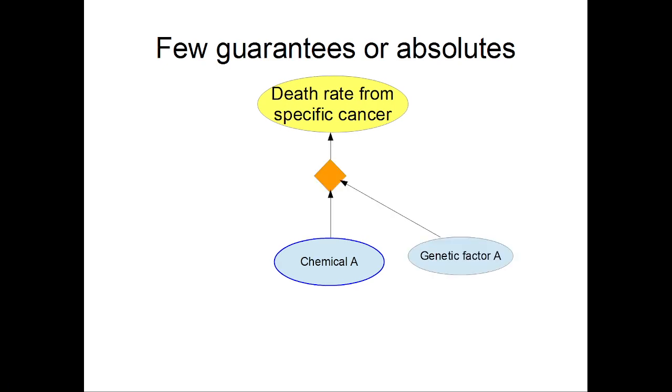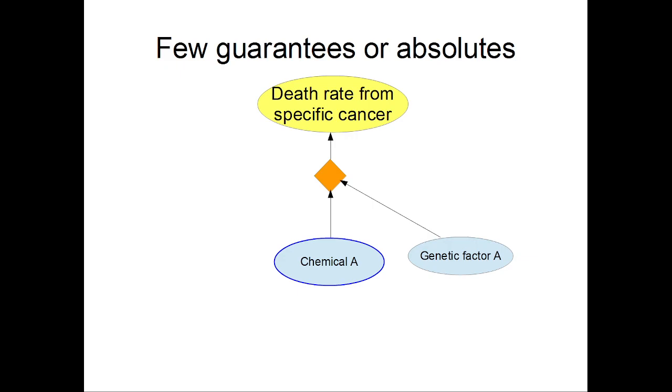So if we actually tried and figured out what the factors were, let's say we have this hypothetical example where we find out that some genetic factor A is also a major factor, and that really contributes to determining whether or not we die from this specific cancer. And then we find out the way it works is that if you don't have genetic factor A, you're not at any risk at all. Even if you come into contact with chemical A, if you don't have genetic factor A, you're not going to die from this specific cancer. So you have no risk.